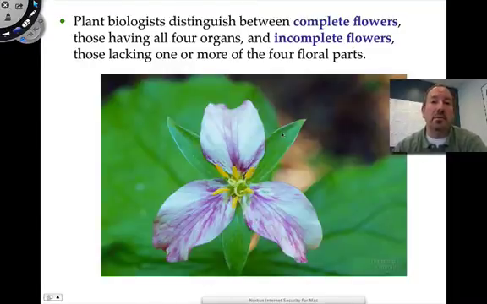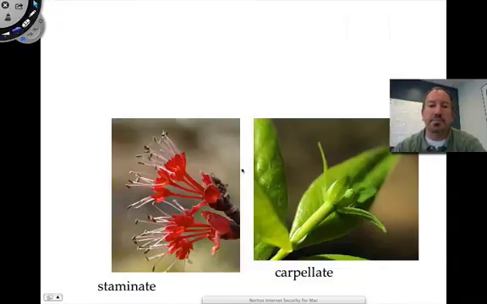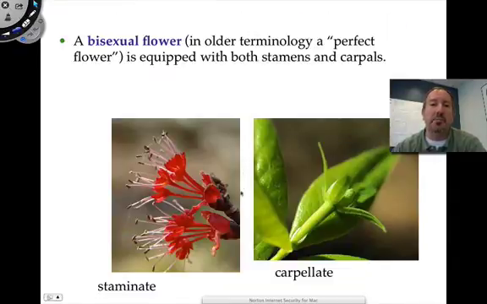Okay, maybe you didn't know this. Not all flowers are considered to be complete flowers, meaning having all 4 of the organs. Some of them are incomplete. So they don't have all of the structures. And so let's talk about that briefly.